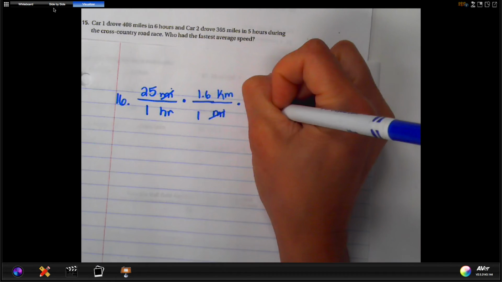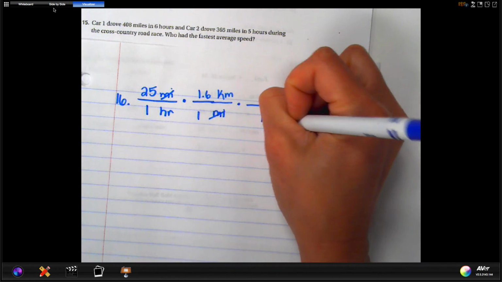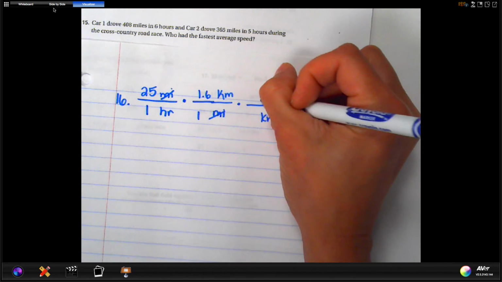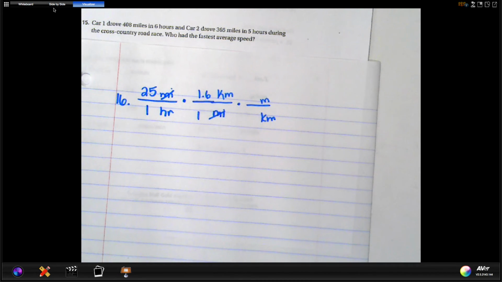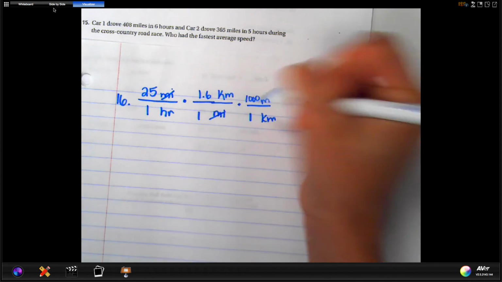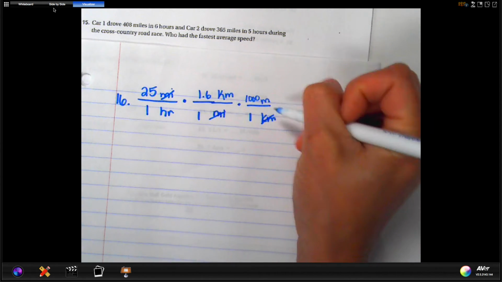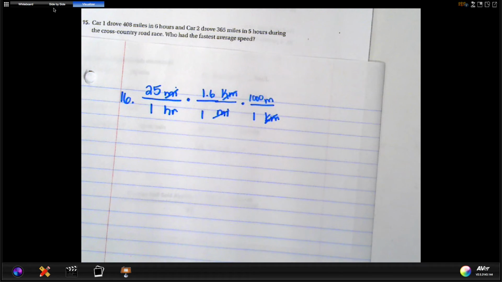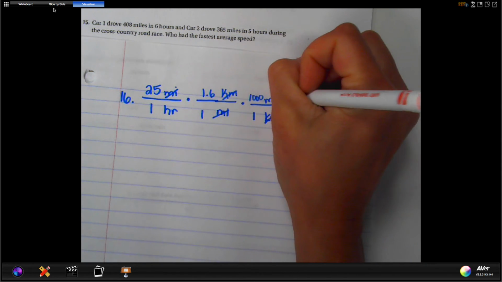Do we really want kilometers, though? No. Okay, so let's get rid of that. So where does kilometers go? Bottom. What do we want? Meters, okay? How many meters are in a kilometer? 1,000. Yes. 1,000 meters in 1 kilometer. Okay. Woo, we got meters is what we wanted. So that part is done.